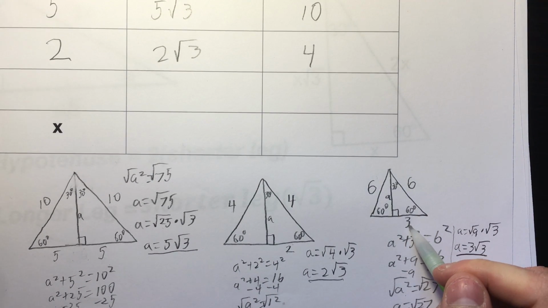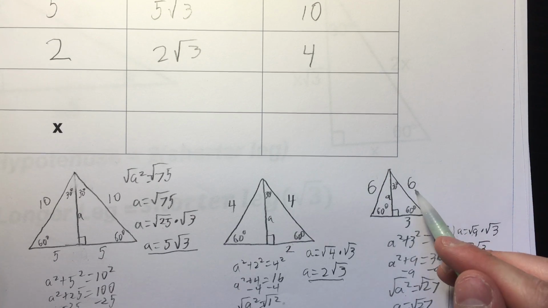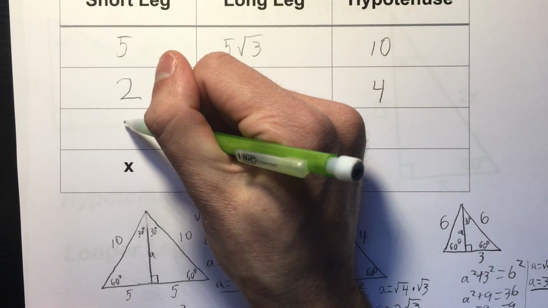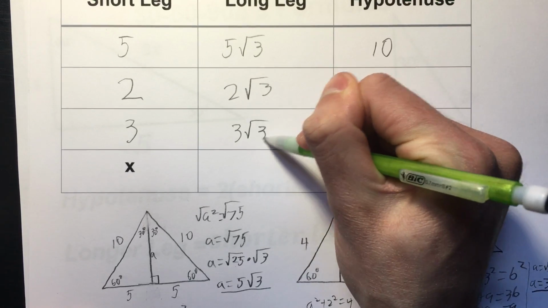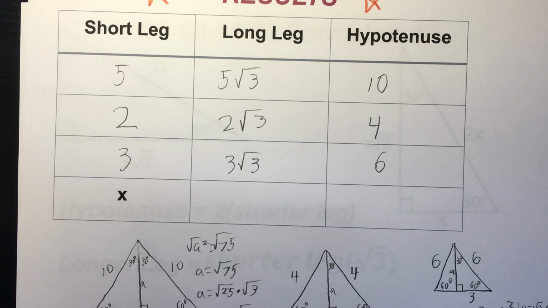So when our short leg is 3, our longer leg is going to have a length of 3 root 3, and our hypotenuse is going to be 6. So let's make sure we record that. So 3, 3 root 3, 6. Do you guys notice a pattern yet?